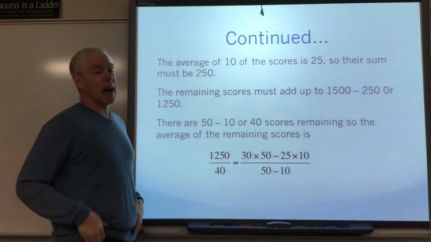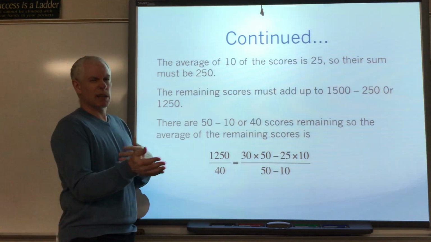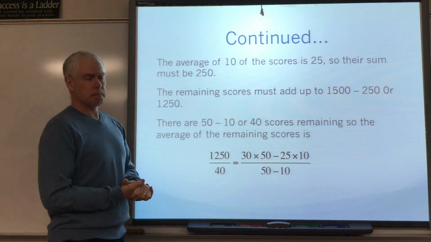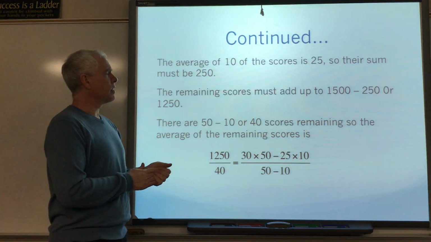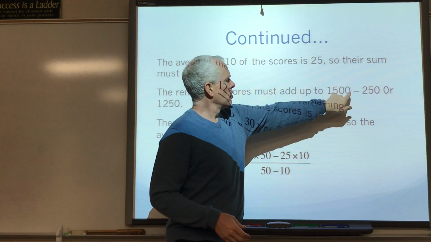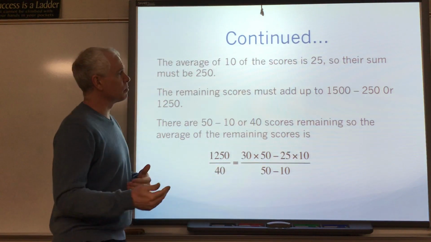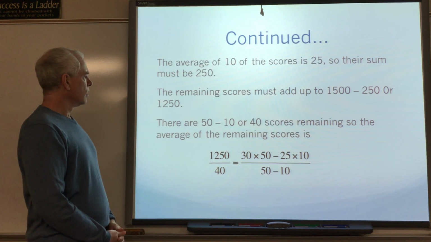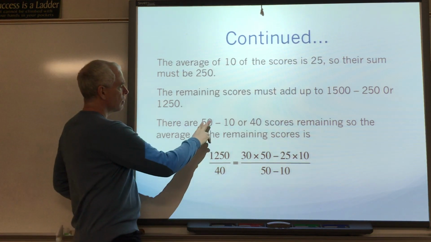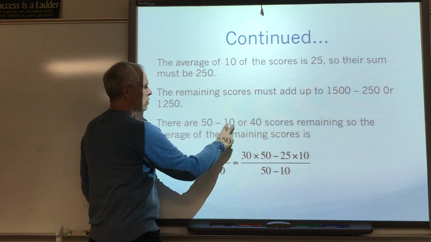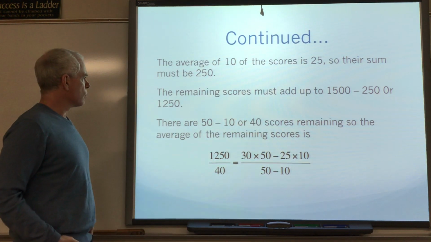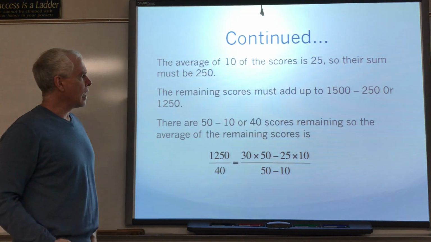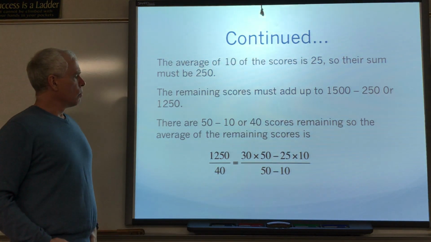Okay, and so the average of 10 of the scores, they said was 24 point something, we chose 25. So the sum of those would be 250. And we want to find the remaining. Well, if the sum of all of them is 1,500 and the sum of 10 of them was 250, then the sum of the remaining is 1,250 after you subtract. Okay? So there were 50, we took 10 scores, so there were 40 scores remaining. So if you took the 1,250, the remaining total, and divided by 40, you would get the average of the remaining scores.